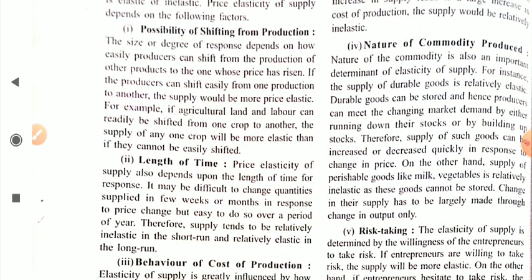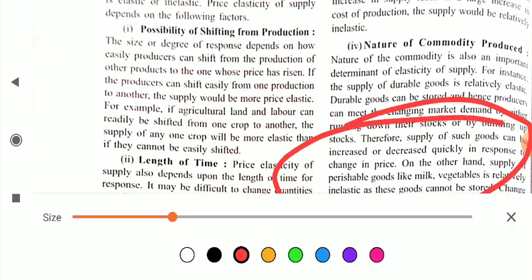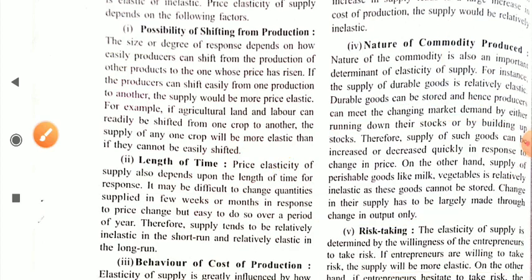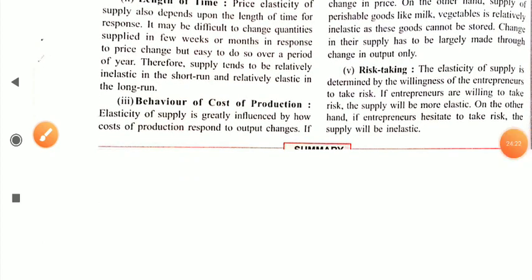So always keep in mind that supply of perishable goods like milk and vegetables is relatively inelastic as compared to durable goods. Okay, student, our last point is risk taking. Risk taking also influences elasticity of supply. Elasticity of supply is determined by the willingness of the entrepreneurs to take risk. If entrepreneurs are willing to take more risk, then supply will be more elastic. On the other hand, if entrepreneurs hesitate to take risk, the supply will be inelastic.